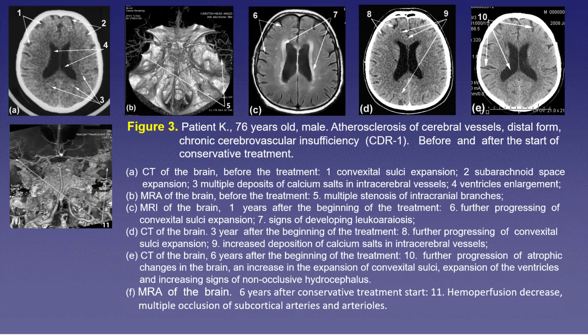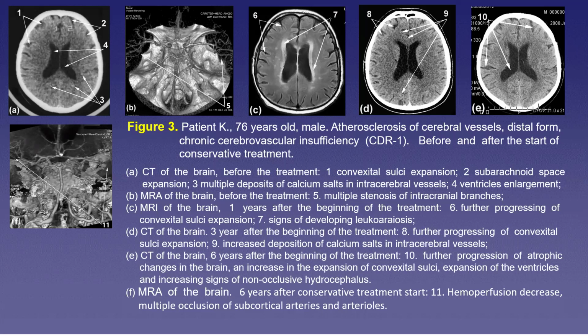In figure C, MRI of the brain 1 year after the beginning of the treatment, you can see further progressing of convexital sulci expansion and signs of developing leukoariosis. In figure D, you see CT scan of the brain 3 years after the beginning of the treatment with further progressing of convexital sulci expansion and increased deposition of calcium salts in intracerebral vessels.